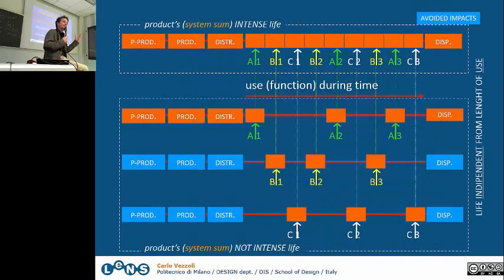As well as if I'm intensifying the use of a product, for example, if we are sharing a computer, it means that one computer is enough for 3 persons, and so we don't have to pre-produce, transport, and dispose of 3 computers. So we avoid the pre-production, production, distribution, and disposal of at least 2 of those. Okay, the discussion will be a bit more complex, but just to remind you the main thing.